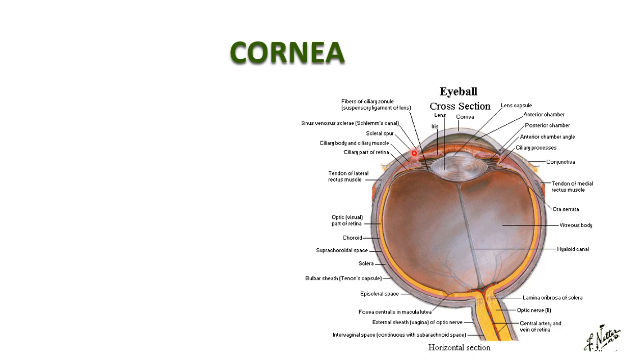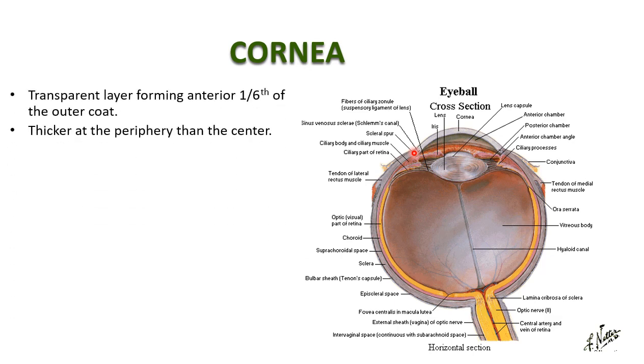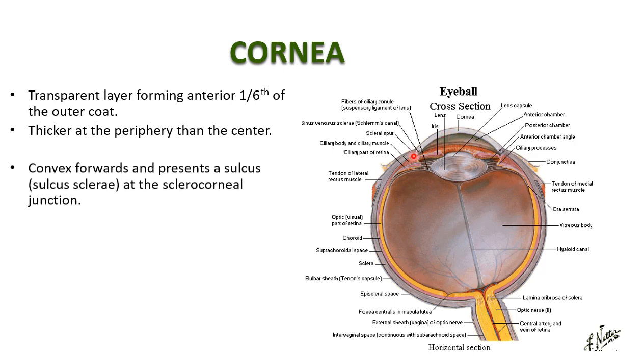Next, coming to the anterior one-sixth, it is formed by the cornea, a transparent membrane. You know why it is transparent? Because of the lack of blood vessels. Forming the outer coat, it is thicker at the periphery compared to the center, because at the center the thickness is only 0.5 mm, whereas at the periphery it is 1 mm in thickness.